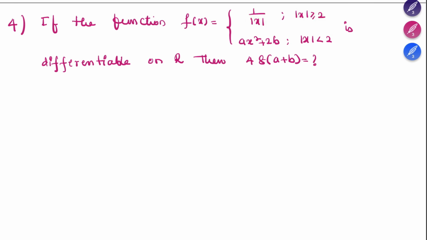For mod x greater than or equal to 2, a separate definition. For mod x less than 2, the other definition, that is ax square plus 2b. Now here, first I will tell you the key point. The function is differentiable on R.